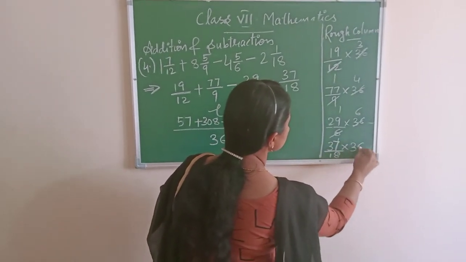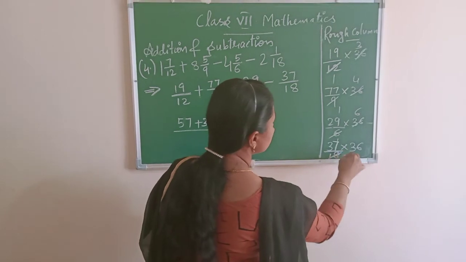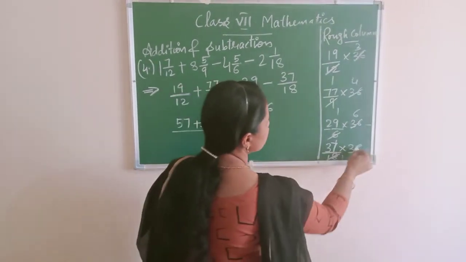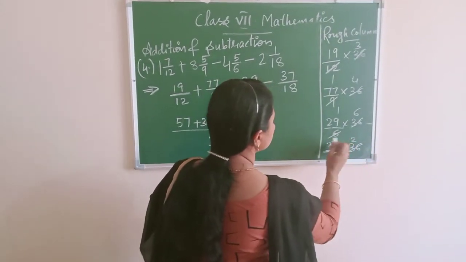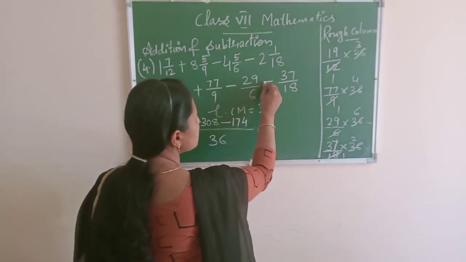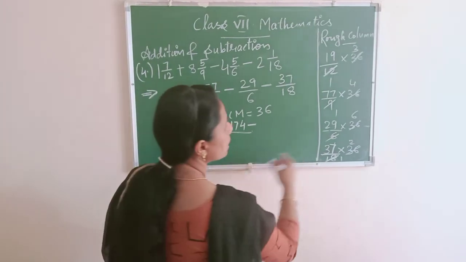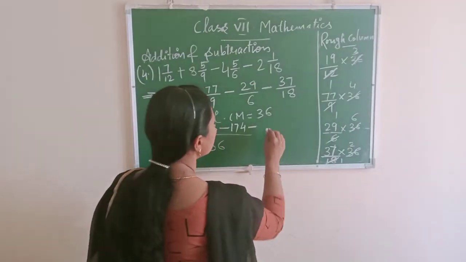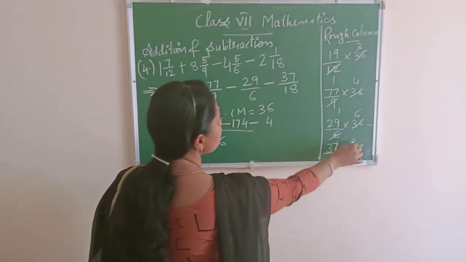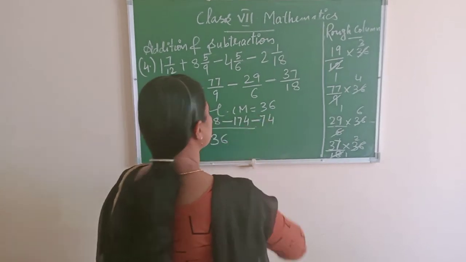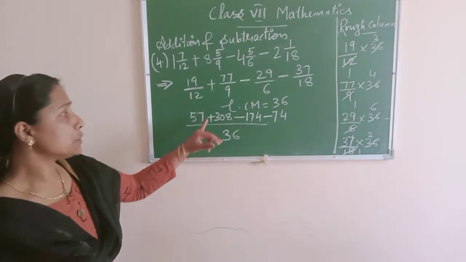And the last fraction, 37 upon 18 multiplied by 36. 18 divided by 18, 1 will come, and 36 divided by 18, 2 will come. 37 multiplied by 2. It is also subtraction, that's why here also we are putting the subtraction sign. Now 37 into 2, 7 2s are 14. 1 remainder, 3 2s are 6 plus 1, 7. So we have changed the numerators here.